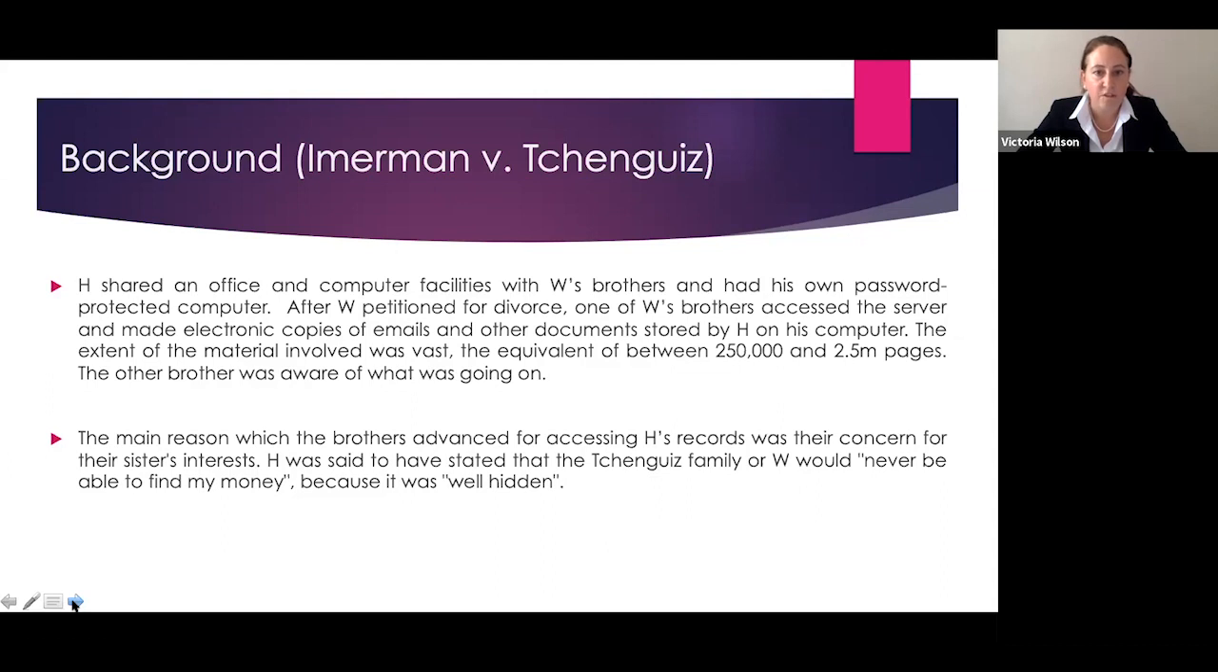So that was their justification for basically obtaining all that documentation.